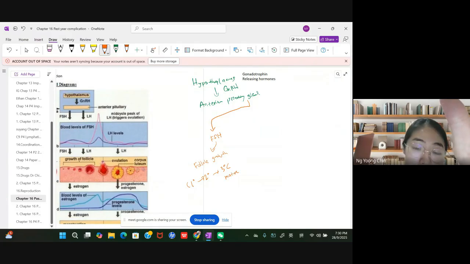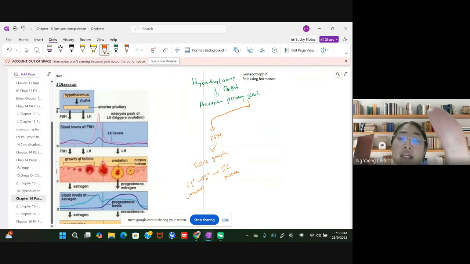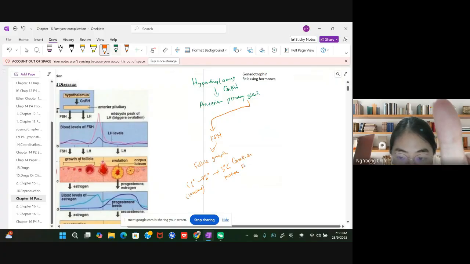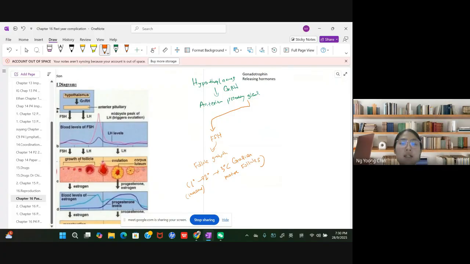The primary follicle is still immature. So this mature tertiary follicle has a name. It is known as the Graafian follicle.